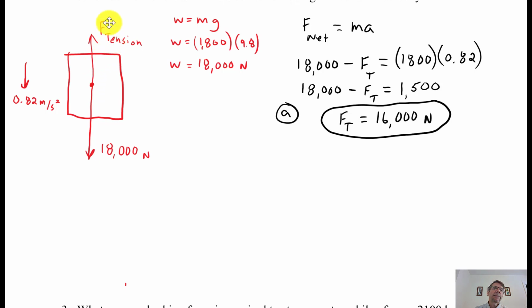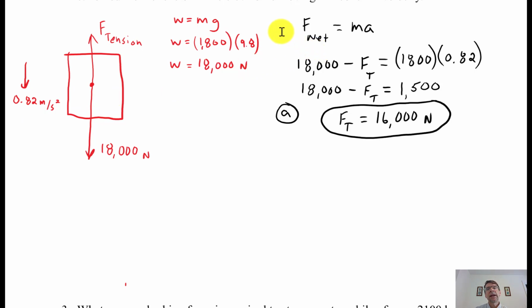So force of tension, a lot of books will just put capital T for that. I usually just put F sub T. Like I said before, I always like to label all forces in a diagram with an F for force. They're all forces. Be careful here. This is just a note to myself and to you that the acceleration is accelerating down at 0.82 meters per second squared. That's not a force vector, so don't put it on the diagram directly. It's just a guide to help me with applying Newton's second law.